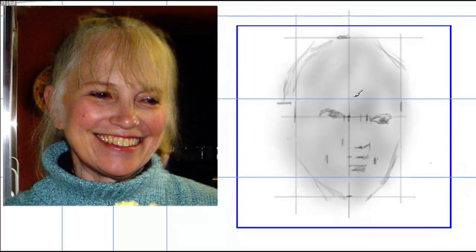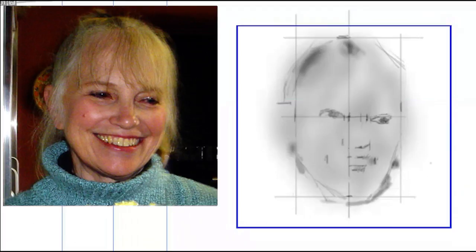So now I just start locating my values based on the points that I found earlier. Now most of my measurements are value measurements and the relationship between the dark area and the light area. How much lighter is it compared to the dark area that it's next to?